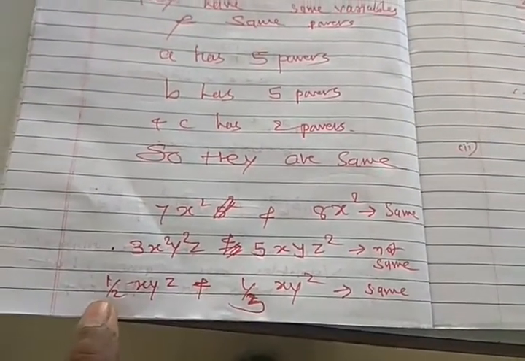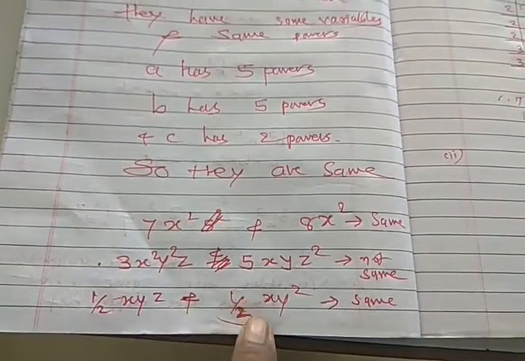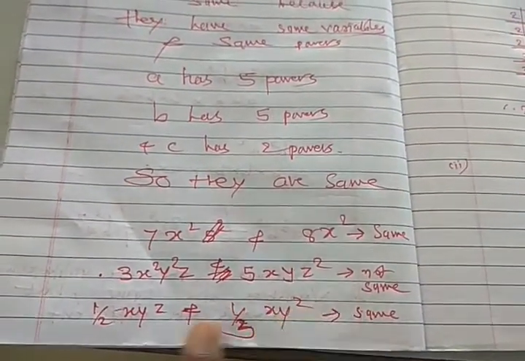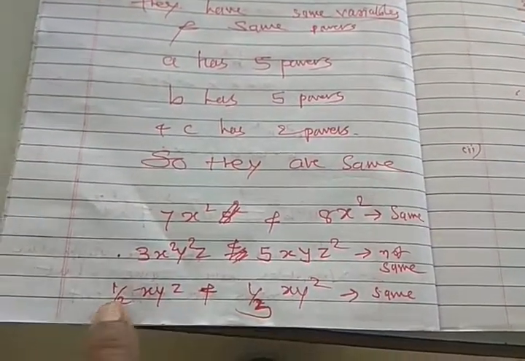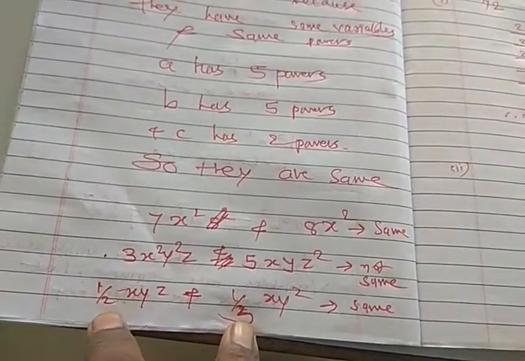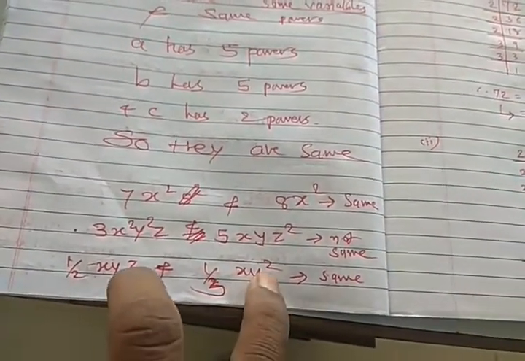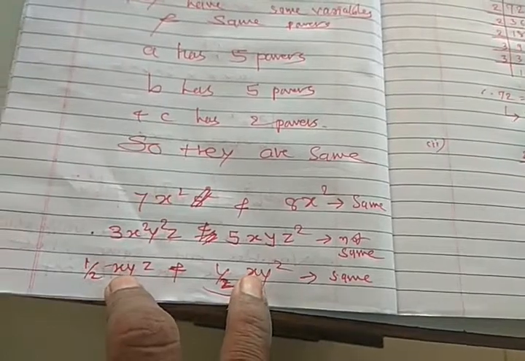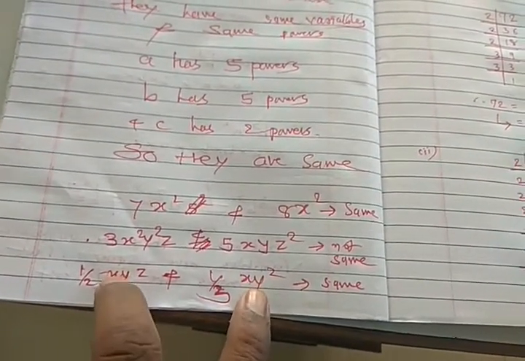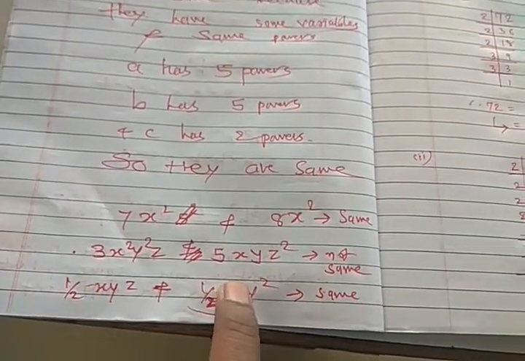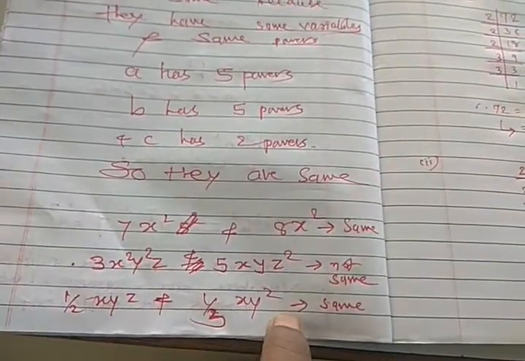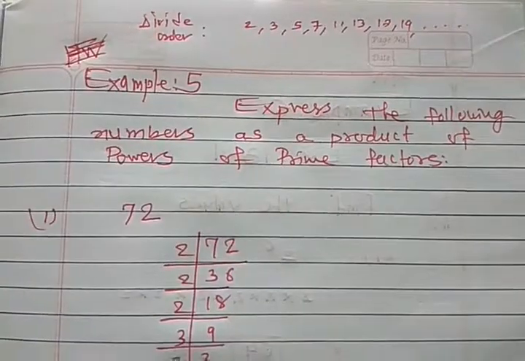Now 1 upon 2 x y square, 1 upon 3 x y square. Here the coefficients are different but we do not see this number, we see only variables and their powers. Variables are same, x and y, and powers, x raised to 1, here also x raised to 1, y raised to 2, y raised to 2. That's why they are same.